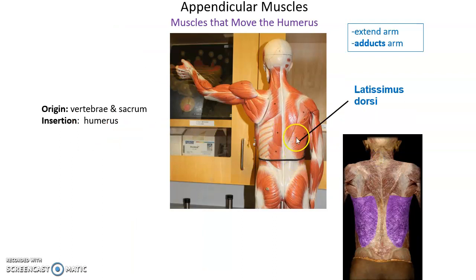We also have the latissimus dorsi muscle. It's a very broad sheet-like muscle on our back that then wraps around and inserts into the humerus. So its origin is the vertebrae and sacrum, and it inserts into the humerus. It's able to help to extend the arm, to pull the arm back, and adduct the arm to help pull the arm down. Again, if these motions, extension, adduction, abduction, etc., you're not comfortable with, you definitely should take a little time to review what those terms mean.